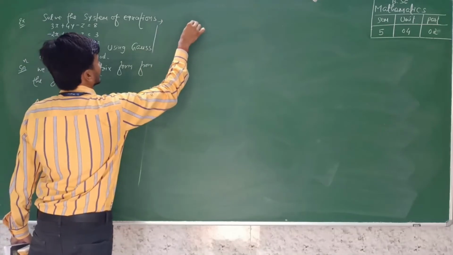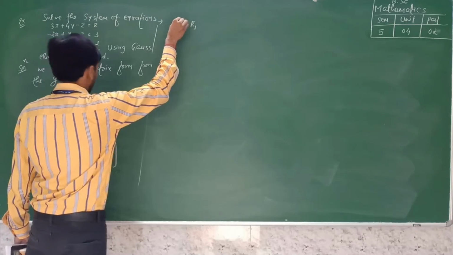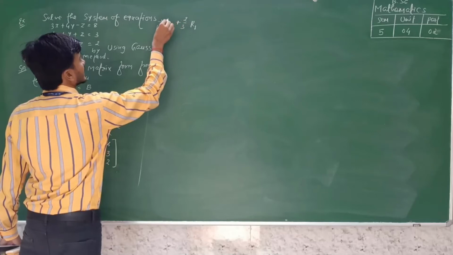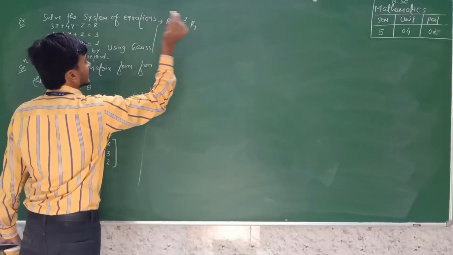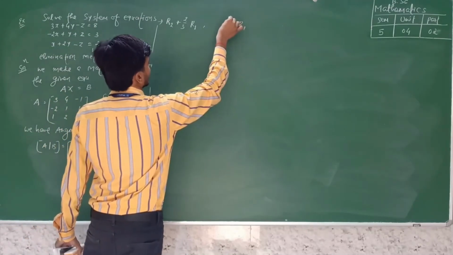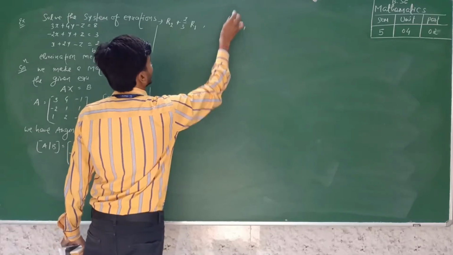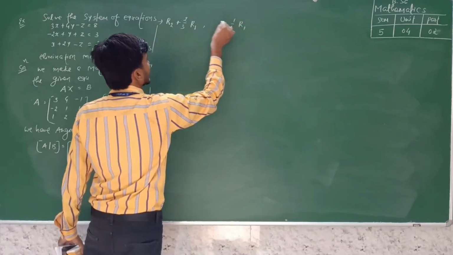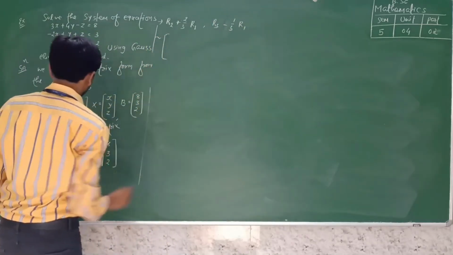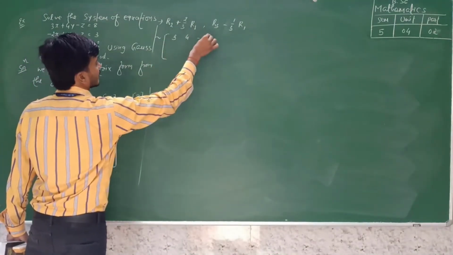The operations are like this: first, each and every element of the first row is multiplied by 2 by 3 and added to the second row. Similarly, each and every element of the first row is multiplied by minus 1 by 3 and added to the third row. So this augmented matrix has no changes in the first row: 3, 4 and minus 1.